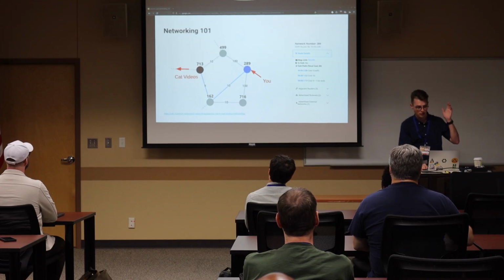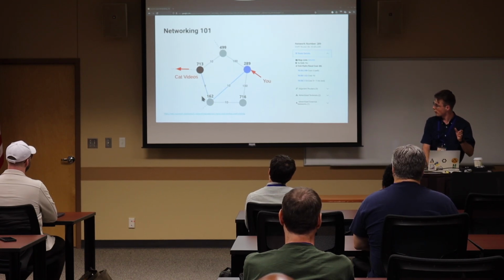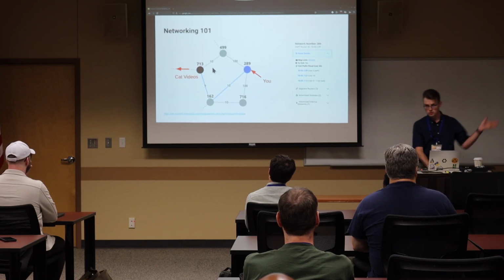So let's say this link goes down here, the link with the cost of 9 goes down. Well, suddenly 162 can't get to the internet, so you can't get to the internet, except you all know about 499. So all three of these nodes still have internet because they can route through 499. So that's kind of the idea.